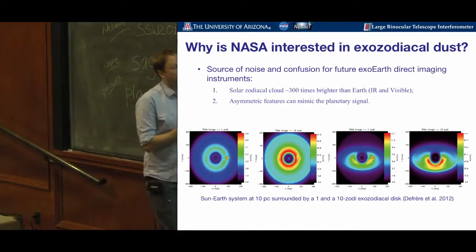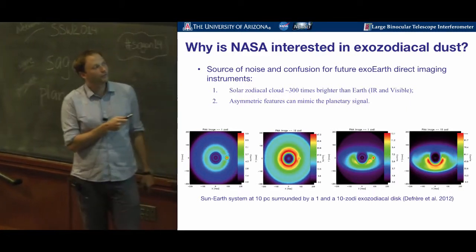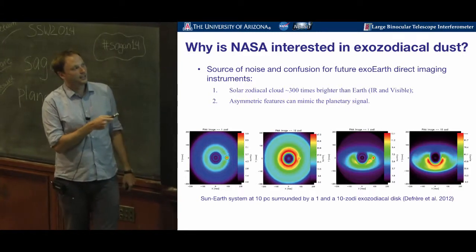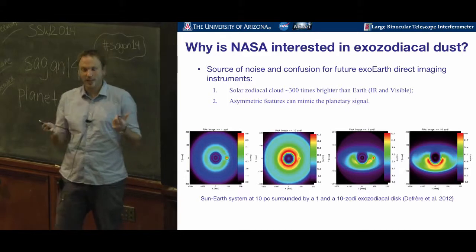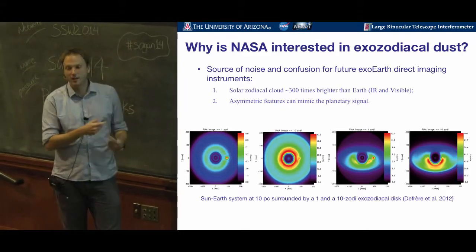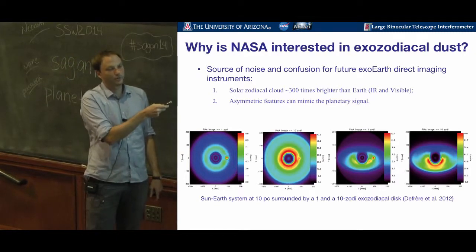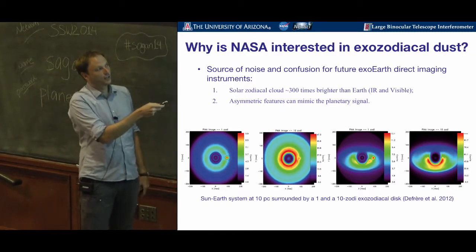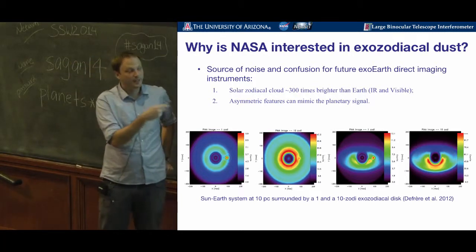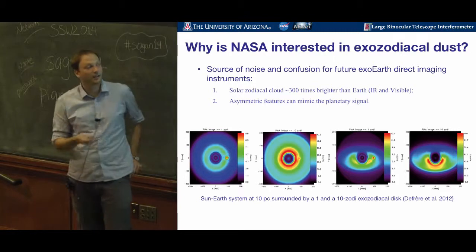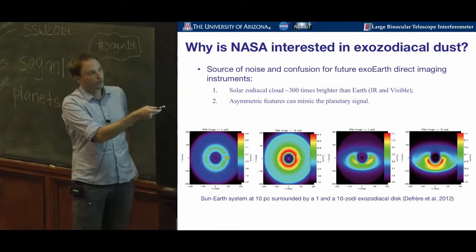So this is a model observation with a PIA coronagraph from space. And this is a Sun-Earth system at 10 parsec. If the zodiacal disk around this system is only 1 zodi, equivalent to the one in the solar system, this is what you could see with a coronagraph from space. We can see the planet here really clearly. Now if we go to 10 zodi, so 10 times the brightness of the zodiacal dust in the solar system, it's already more difficult to see the planet.